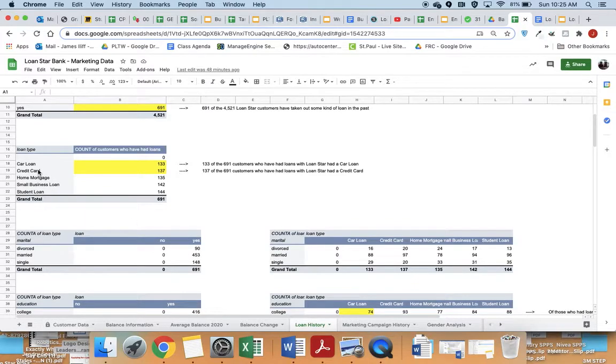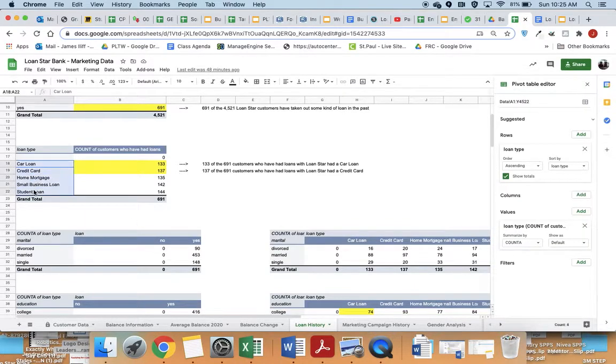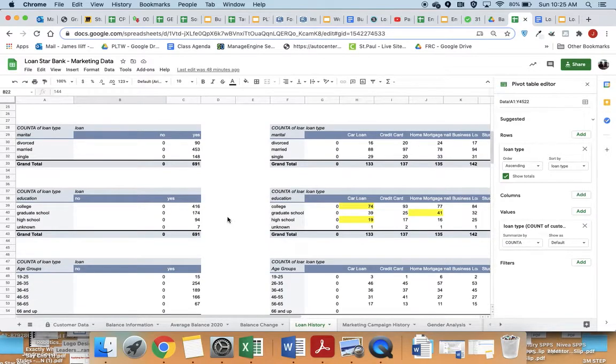Now we get to see how many people have loans based on the loan type. So of these 691 people who've had loans with us, 133 took out car loans. 137 took out credit cards. And 144 had student loans. So this could be interesting to you. Let's keep going down. You can see how it breaks out.